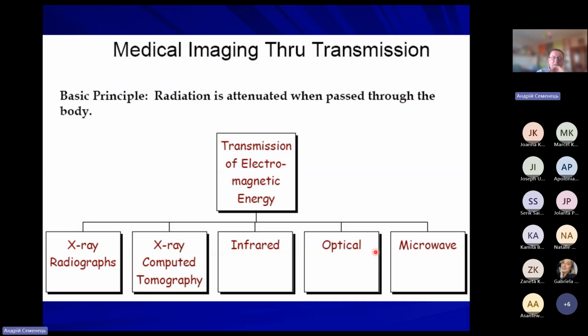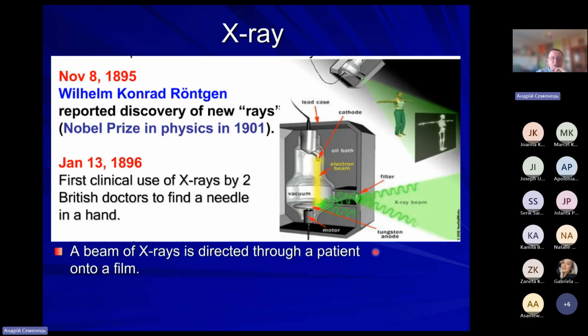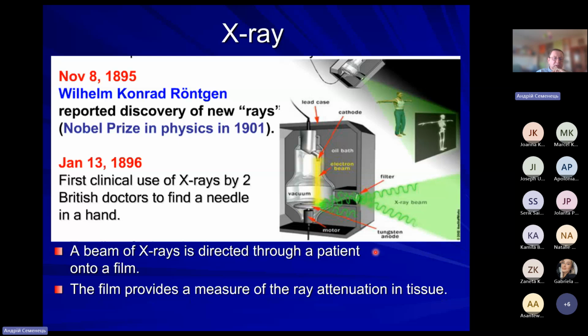So first of all, through transmission, based on the principle that radiation is created and passed through the human body. And this way works for everything starting from X-ray radiography, but not only, because even microwave and infrared images are obtained the same way, and part of optical images as well, because they work on reflection from the human body, and not everything is reflected.